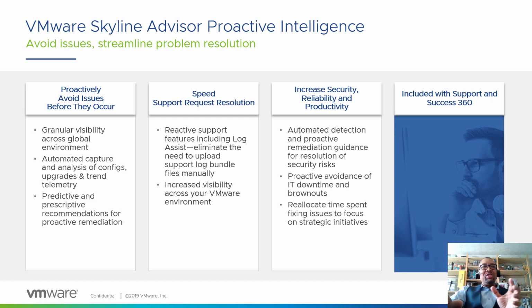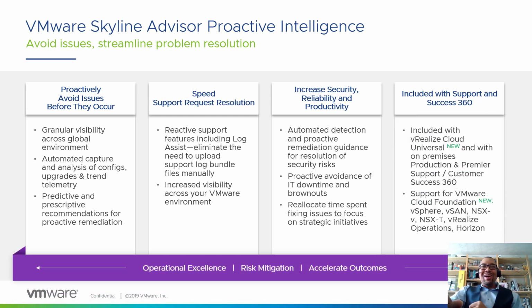And so with this service, you can actually avoid IT downtime and you can actually reallocate that time to do more valuable work. But here's the best part, Skyline is available at no additional cost with your active production support or premier support contracts, as well as Success 360. And I'm happy to say that Skyline is now available in vRealize Cloud Universal subscriptions.